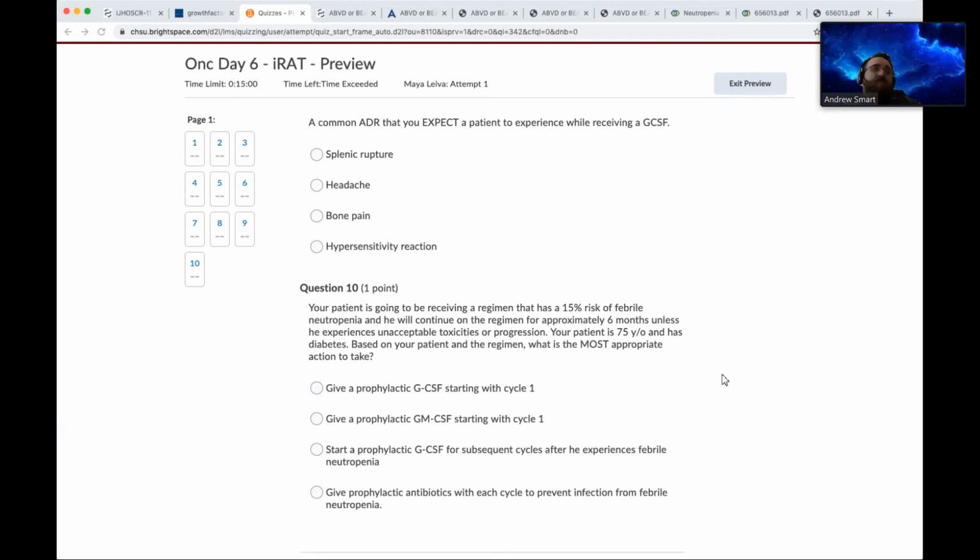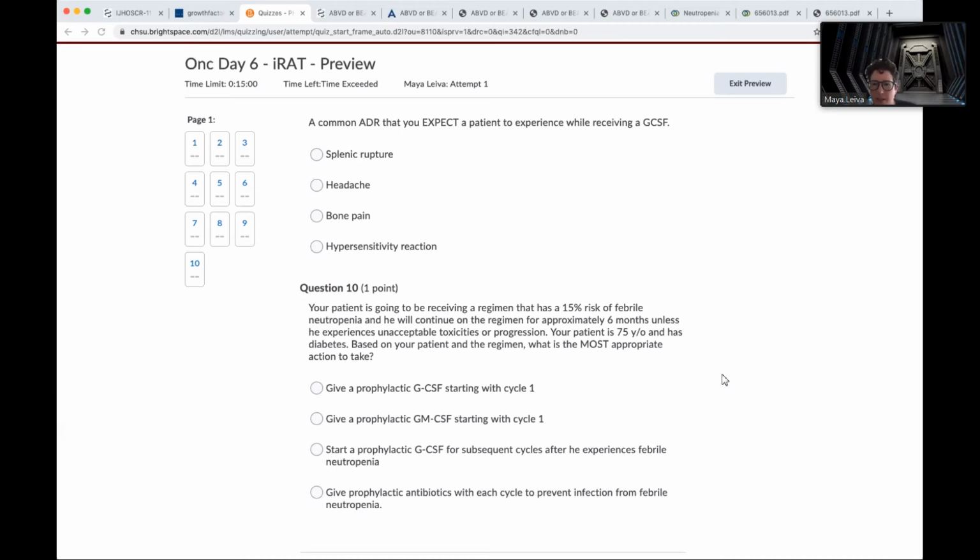I was thinking that we would give him GCSF for the first cycle. That's right. And tell me a little bit about why. Well, he's one of the high-risk populations, so it's recommended to give that to him. Exactly. And he also has an intermediate risk regimen, right? So when we see a high-risk regimen, we think immediately we're going to prophylax. It doesn't matter if you have a risk factor or not. We know that this regimen has a high risk of causing febrile neutropenia, so we're just going to give it to you. That's an easy one.